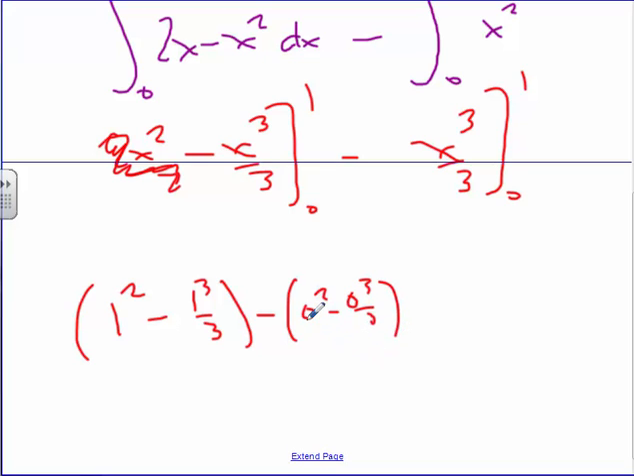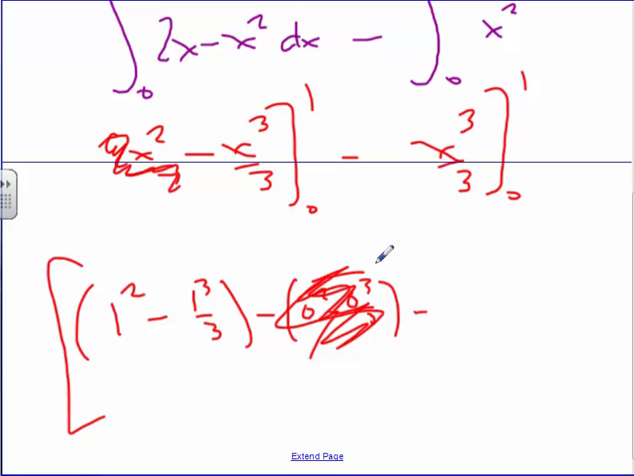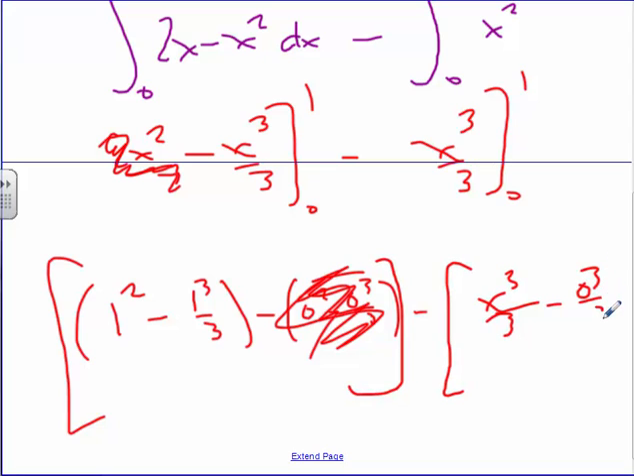But hang on a sec here. Isn't 0 squared minus 0 to the 3 over 3 just 0? Don't bother with that, right? And then I have to subtract from that. So all of this then needs to get subtracted from 1 to the 3 over 3, minus 0 to the 3 over 3. Okay, hang on a sec. 0 to the 3 over 3 I don't need again either. So, I am going a little fast here. This is not an x. That should be a 1, though, shouldn't it?